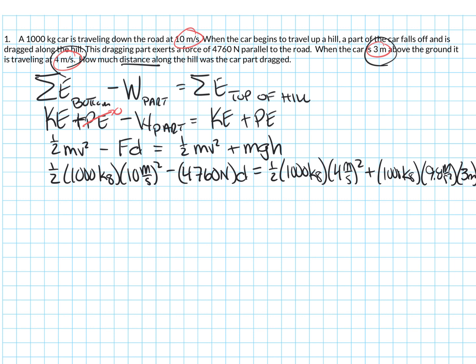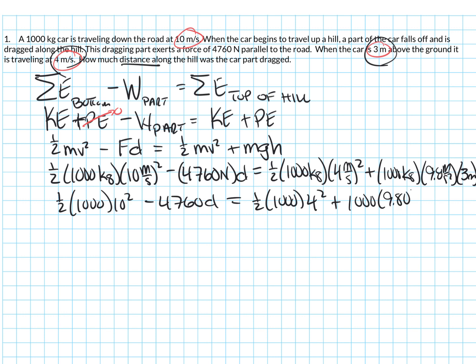All right, so I'll simplify this a little bit. First, let's suppress the units since we're all in the same unit system. So this comes out to be 1/2 1,000 times 10 squared minus 4760 times d equals 1/2 1,000 times 4 squared plus 1,000 times 9.8 times 3. Okay, it looks a little bit better. Now let's figure out what our pieces are that we have in this. Let's just keep it straightforward and simple.